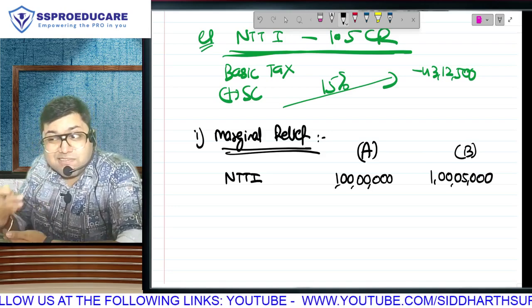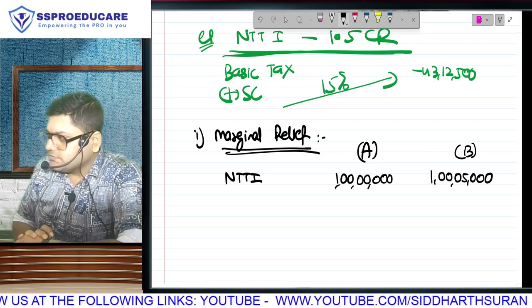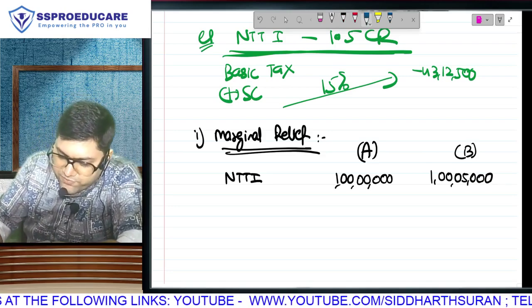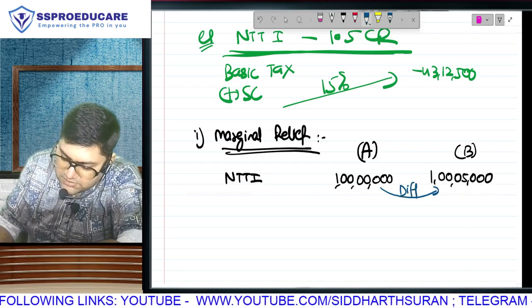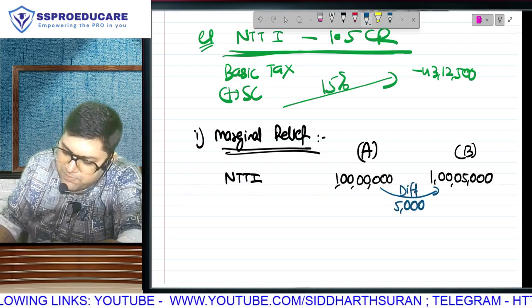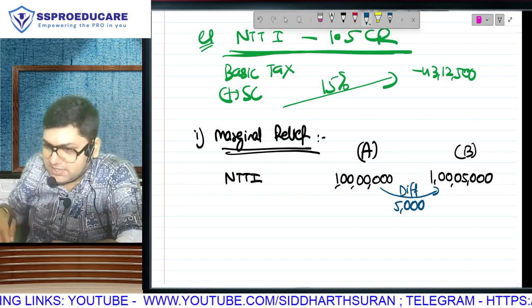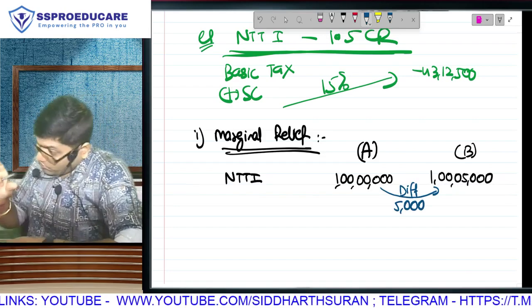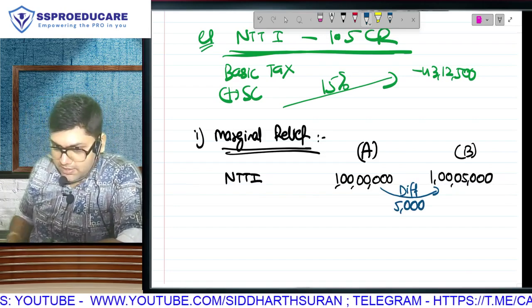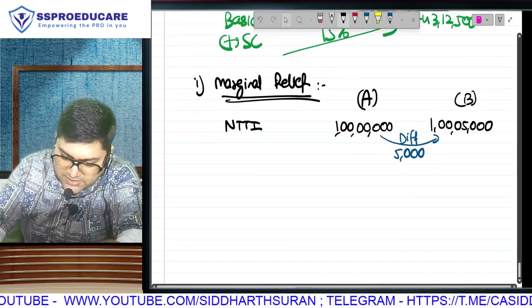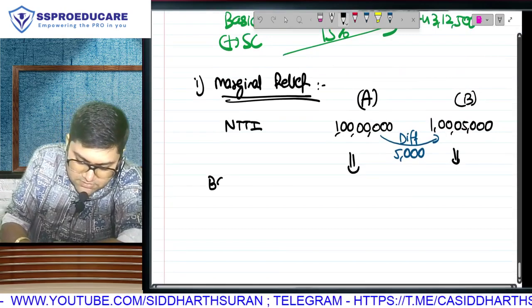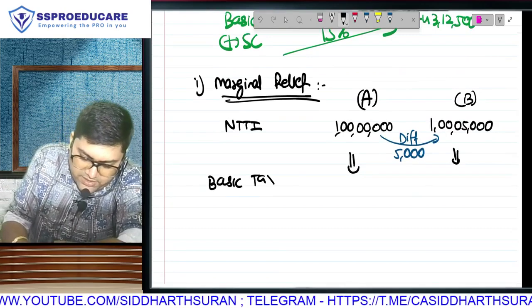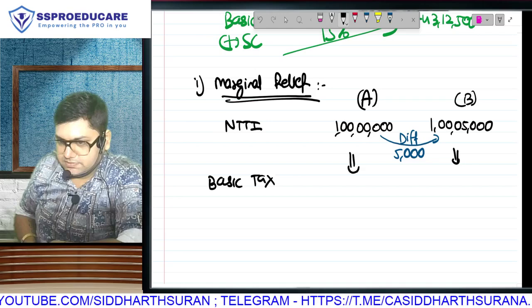How much B has earned more than A? What is the difference in income? 5,000. Obviously, B will pay higher tax than A on 5,000. Correct? Let us calculate that basic tax. Then we will have our discussion. Basic tax of A and basic tax of B.